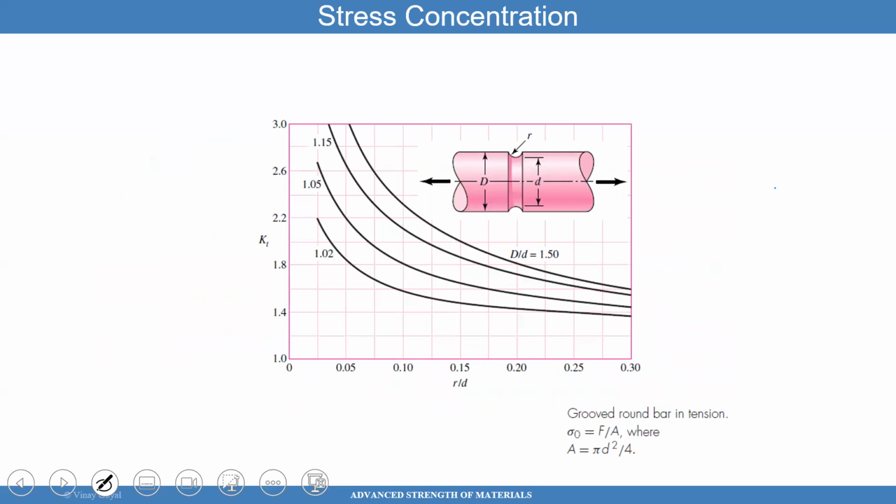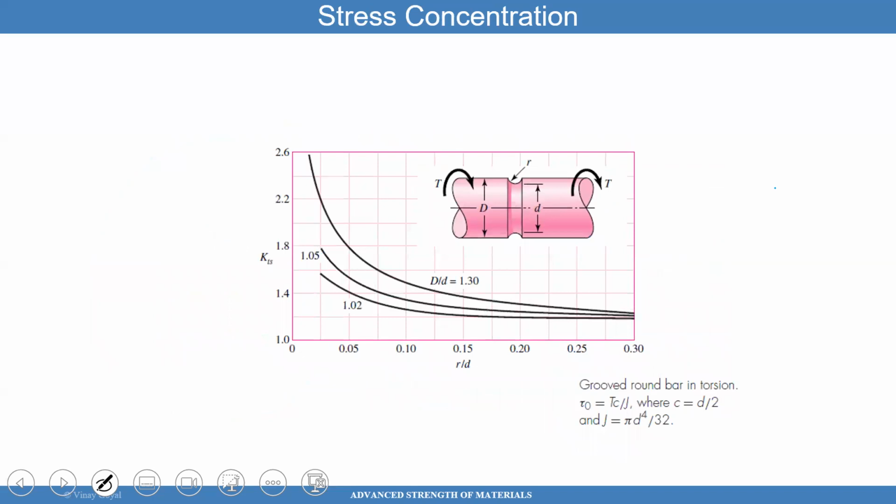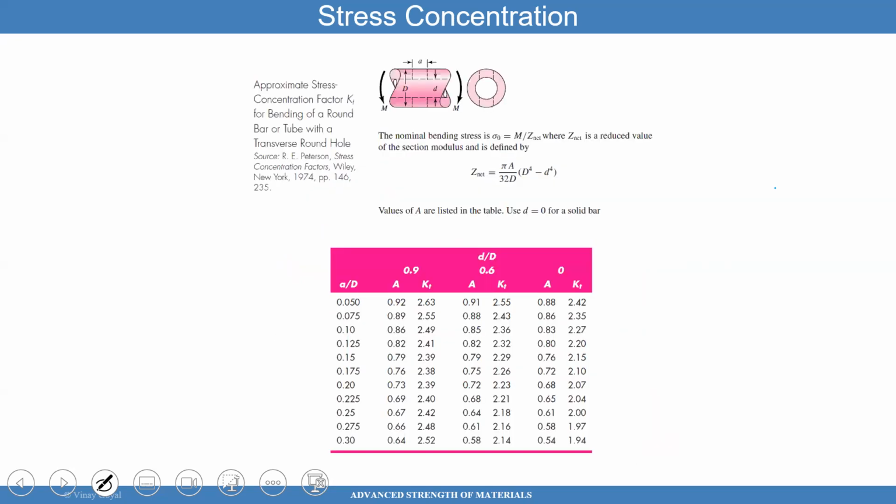What if you have a stress concentration that looks like this one, for example? Again, very similar calculation for grooved round bar in tension. More cases. This is for torsion. At this point, I'm just going to show you the ones that are out there. And there are a little more complicated ones that you may find in industry. That one even requires a table now.